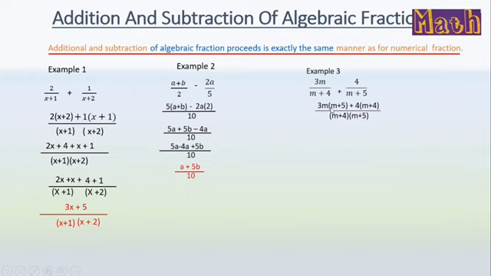So we have 3m into bracket m plus 5. Now this m plus 5 also divides m plus 5, and I'm left with m plus 4. This m plus 4 will go and multiply this 4. So I have 4 into bracket m plus 4.